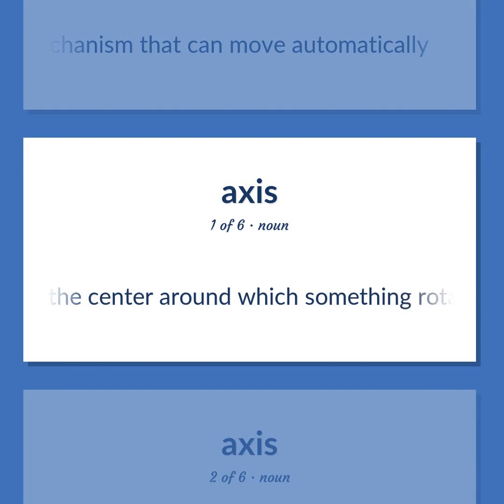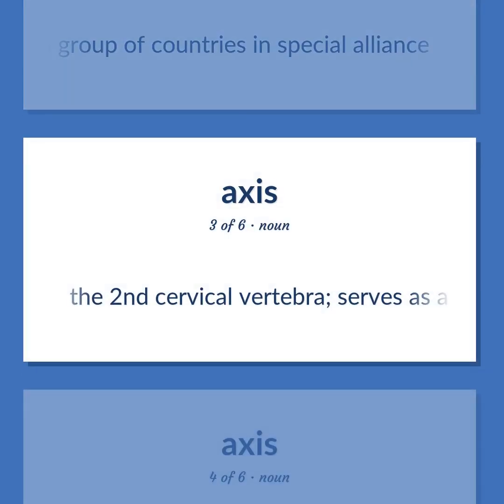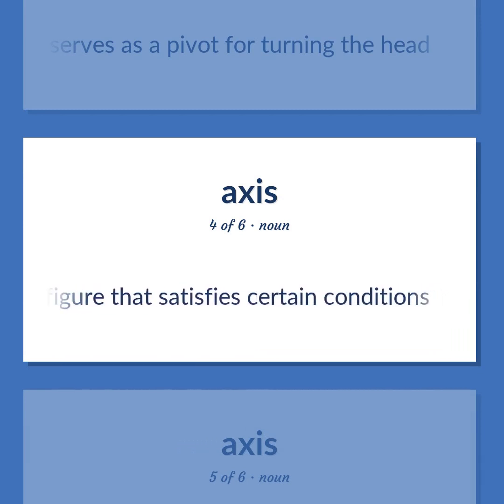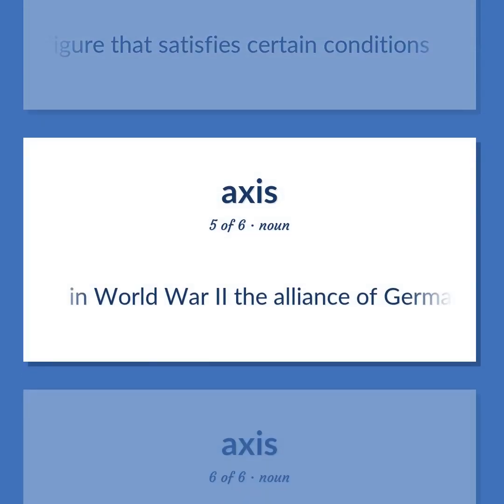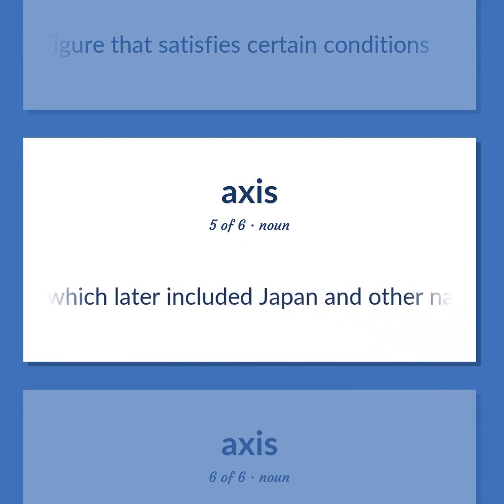The center around which something rotates. A group of countries in special alliance. The second cervical vertebra serves as a pivot for turning the head. A straight line through a body or figure that satisfies certain conditions. In World War II, the alliance of Germany and Italy in 1936, which later included Japan and other nations.